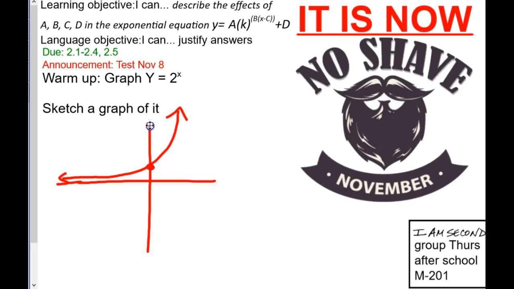You can go ahead and pass it to the front. Make sure your name is on it. And I, or Miss Marrero, will pick these up.